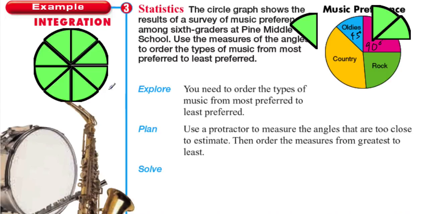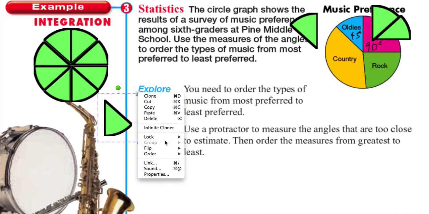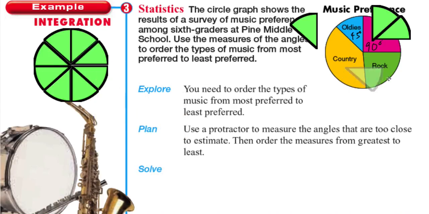Okay, the rock music, let's get our slices again. So that's one wedge right there. Okay, well, let's not use that one. Let me get rid of that. Delete, and let's get this one right here. There, one slice. And since it's too close, we will use a protractor. That's approximately around 90 degrees. So we know this is close to 90 degrees, for that one.